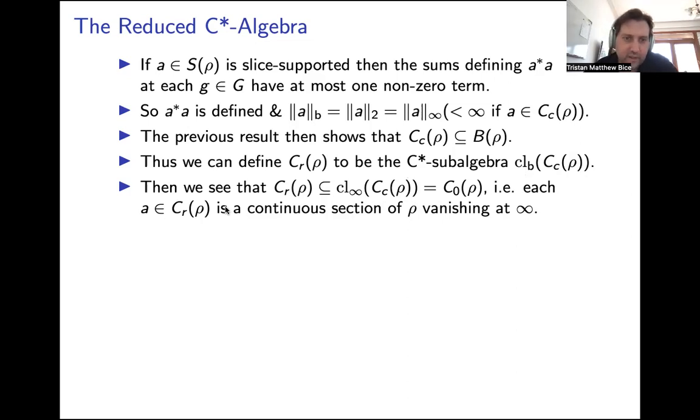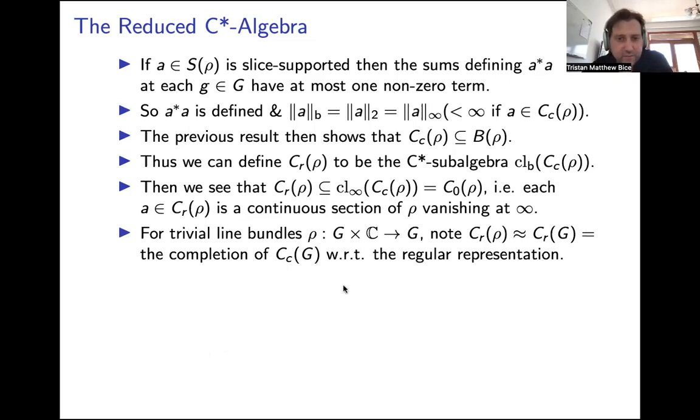So what this tells you is that these more general elements in the reduced C star algebra, even the ones that were not compactly supported, the ones which are limits of compactly supported guys, that the resulting limit is again going to be a continuous section which vanishes at infinity. The fact that it's continuous amounts to the fact that whenever you have a uniform limit of continuous functions, the resulting limit is again going to be continuous.